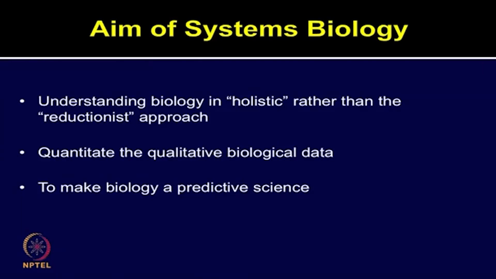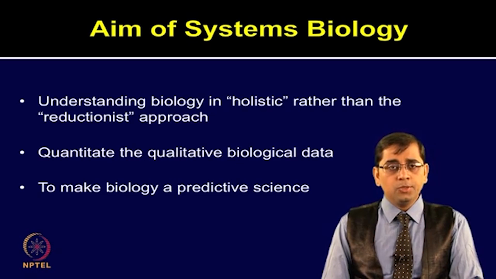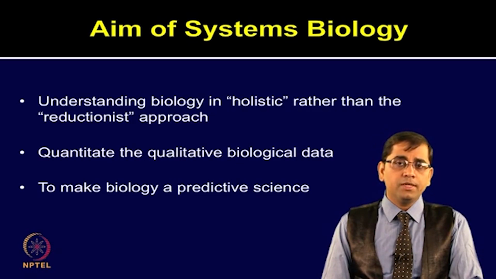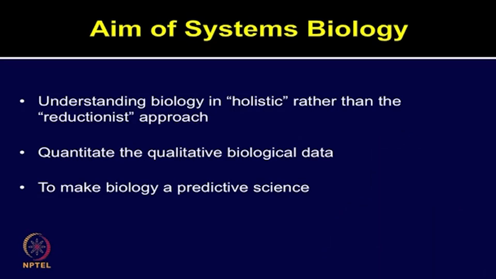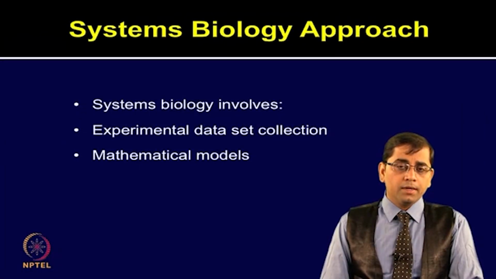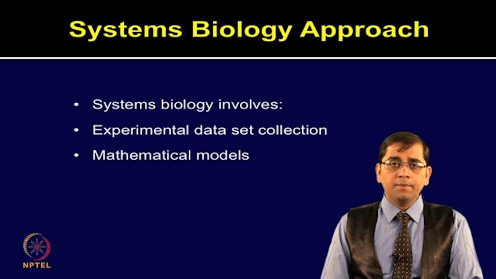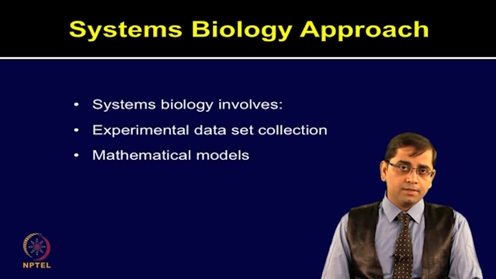So, what is the aim of systems biology? To understand the biology in a holistic approach rather than the reductionist approach. Systems biology aims to quantitate the qualitative biological data and provide some level of prediction by applying different types of computational methods. The systems biology approach involves, first of all, collection of large experimental data sets and then mathematical models to provide insight into some significant aspects of the data set.